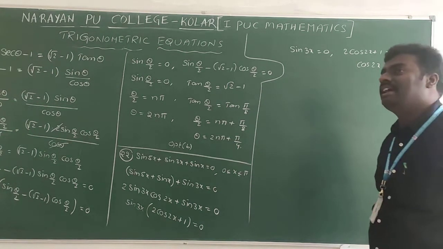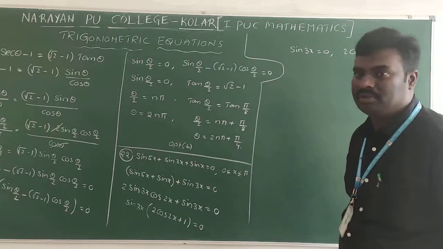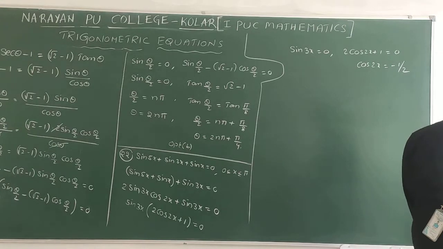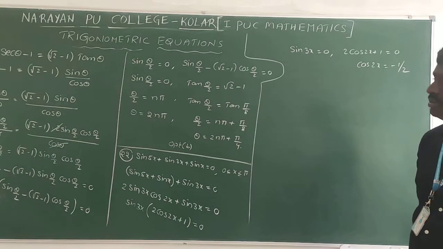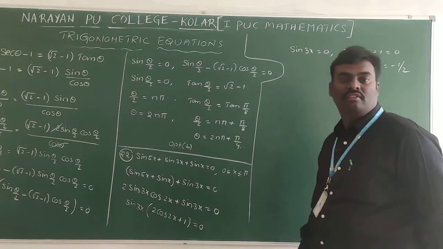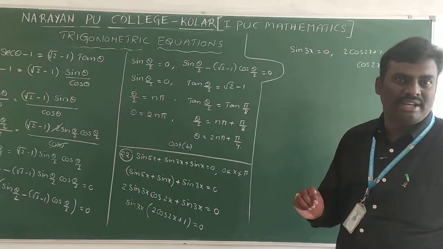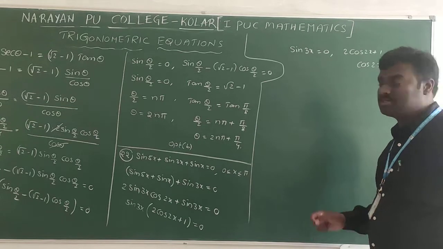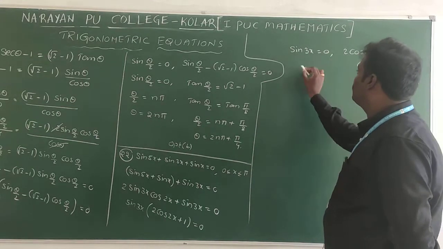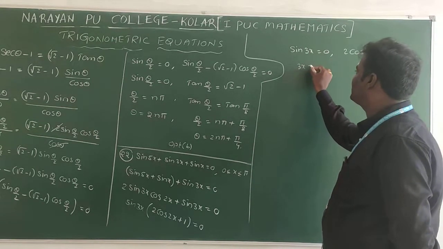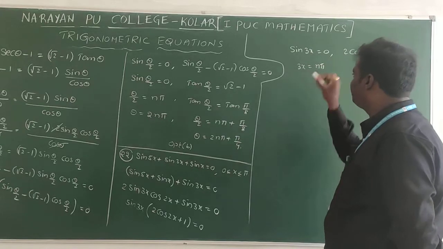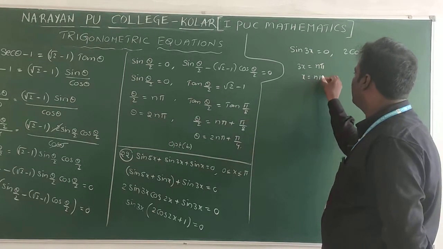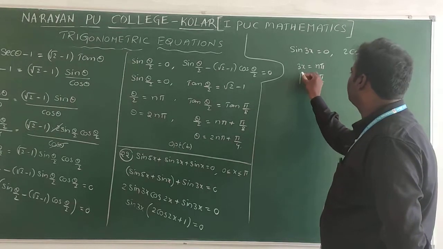If you have an idea about the trigonometric table, you can take the values directly. If you say, no sir, I don't have any idea, I am not getting it, then it is better to write the general solution. From the general solution we can derive how many values are possible. See here, if I take the general solution, sin 3x is equal to 0, we can write 3x is equal to n pi. Now x is equal to n pi by 3.